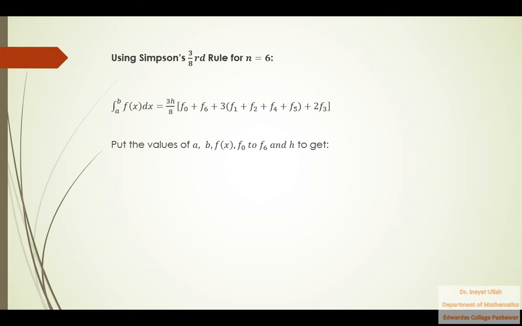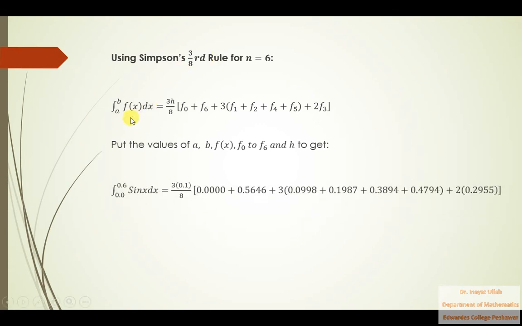Putting all those values in this formula, replace a by 0.0, b by 0.6, f of x by sin x, h by 0.1 and f0, then f6, then 3 times this sum, 1 2 3 4, and 2 times f3. Calculate this sum and multiply it with 0.3/8 to get this answer with the help of Simpson's 3/8 rule.